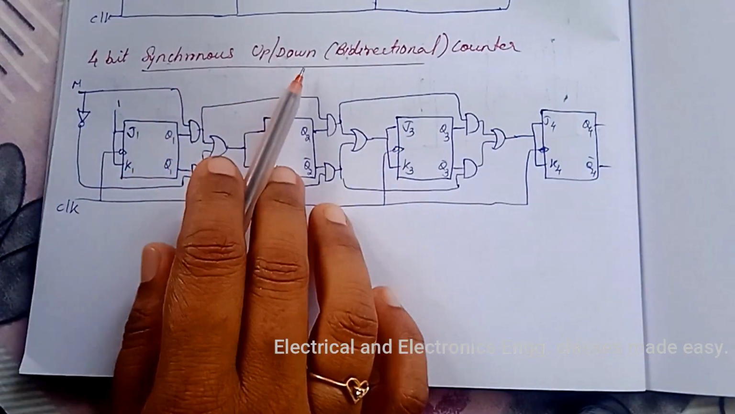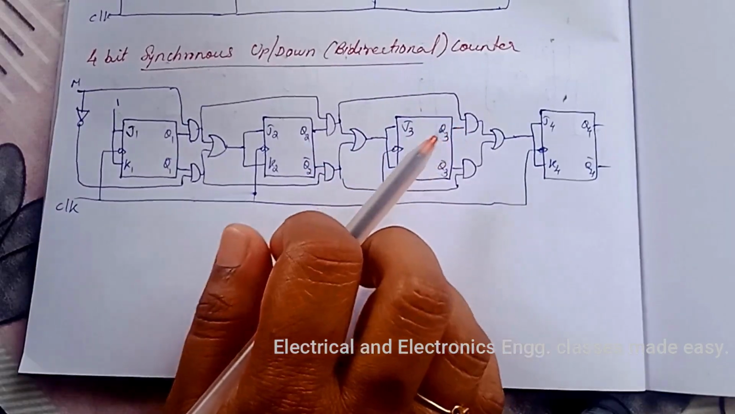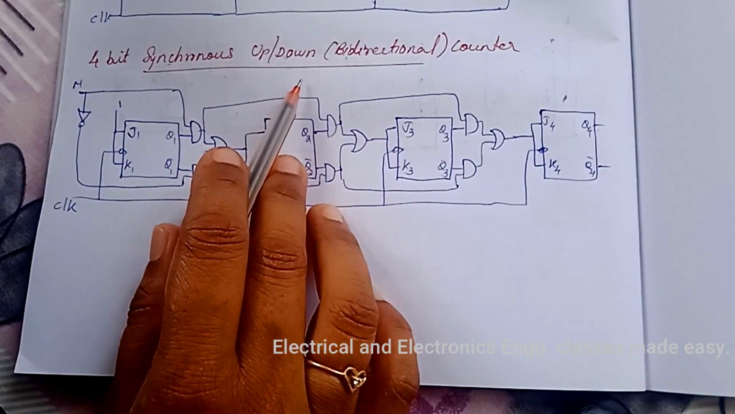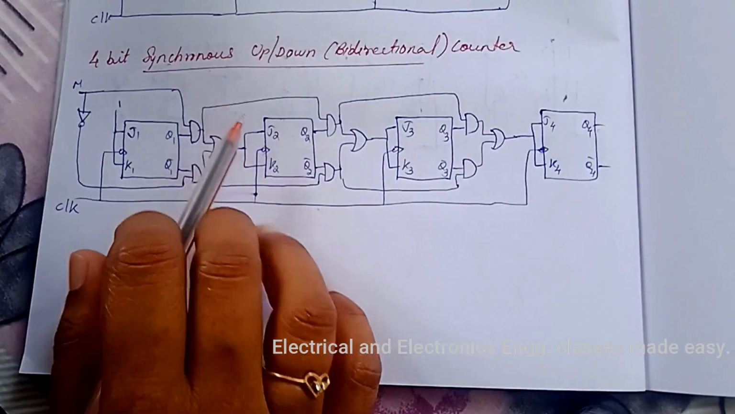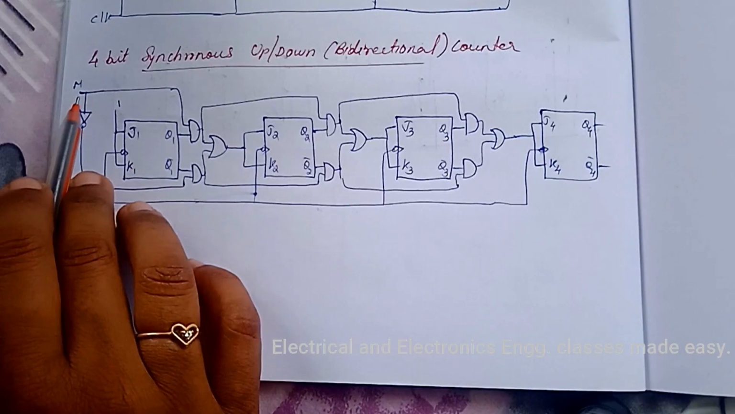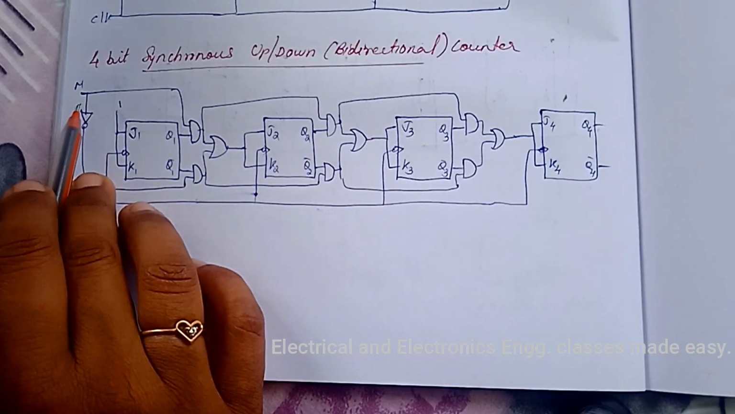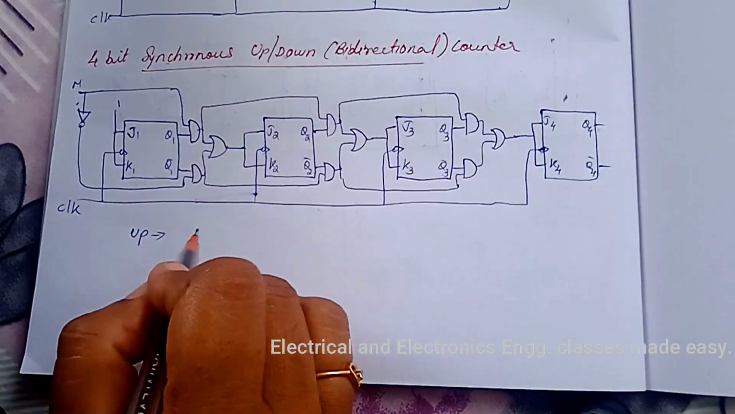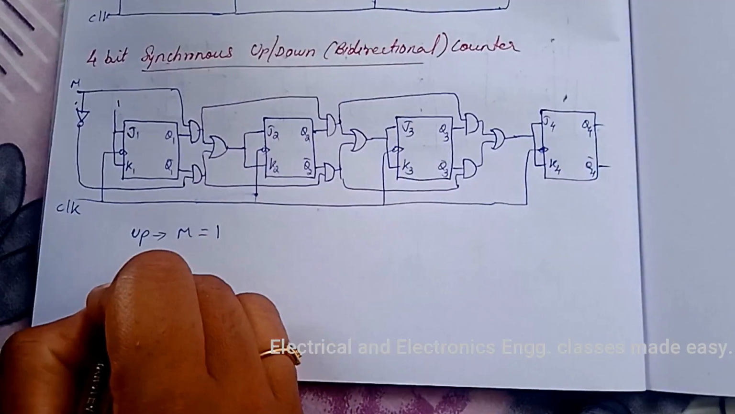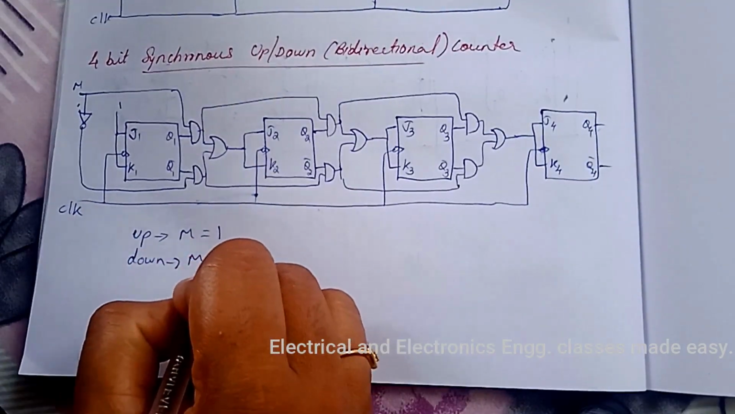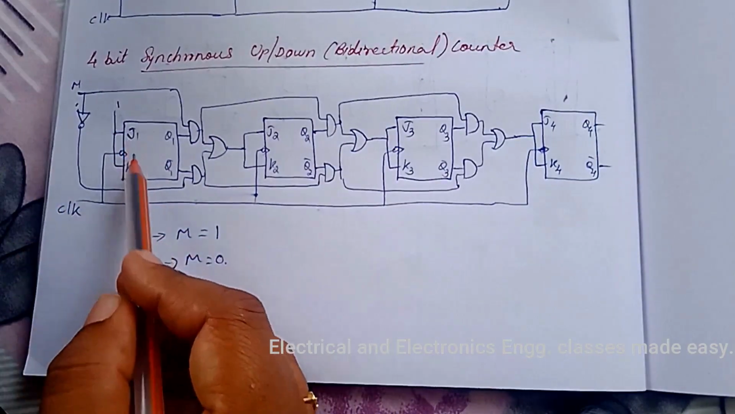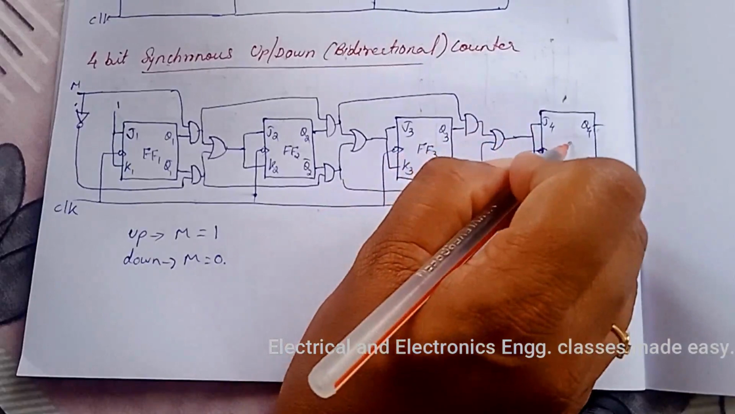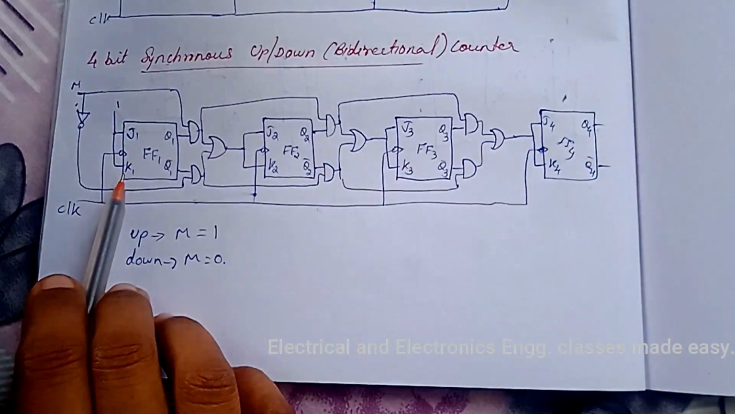Next is 4-bit synchronous up or down, that is bidirectional counter. So here this 4-bit synchronous up or down counter can be obtained by combining the up counting and down counting operations in a single counter using control or mode signal. So the counter counts up when mode signal M is equal to 1, and the counter counts down when M is equal to 0. Here J1, K1 is 1. So this is the first flip-flop, second flip-flop, then third flip-flop, fourth flip-flop. J1, K1 is equal to 1.